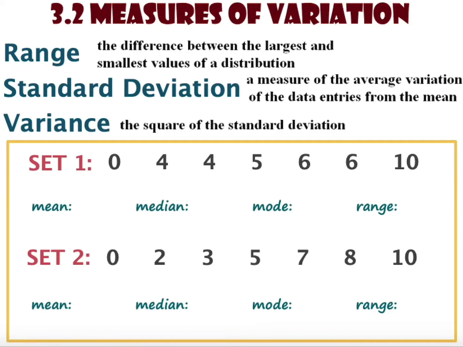Last time we talked about central tendency, which is a single number, an average, that tries to describe the entire data set. Today we're going to talk about another number that tries to describe how spread out the data values are. And the first type that we can use is the range. And the range is just the difference between the largest and the smallest values in the set.